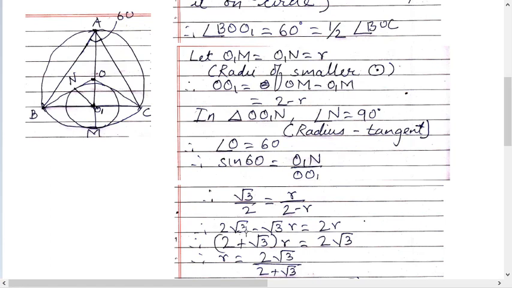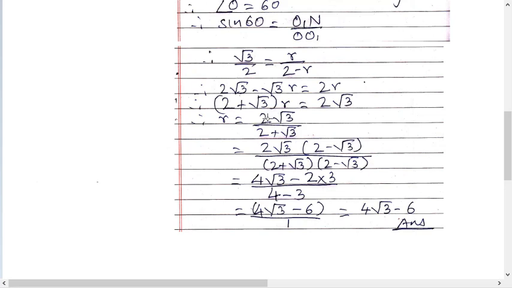Cross multiply. Therefore 2 root 3 minus root 3 R equals 2R. So, taking root 3 R to the other side, it becomes 2 plus root 3 into R equals 2 root 3. Therefore R equals 2 root 3 upon 2 plus root 3. Rationalize the denominator. Multiply 2 root 3 upon 2 plus root 3 by 2 minus root 3 on both sides. Solve this, you get 4 root 3 minus 2 into 3, and the denominator becomes a plus b into a minus b, a square minus b square, 4 minus 3, which is 1. So 4 root 3 minus 6, this is the required answer.